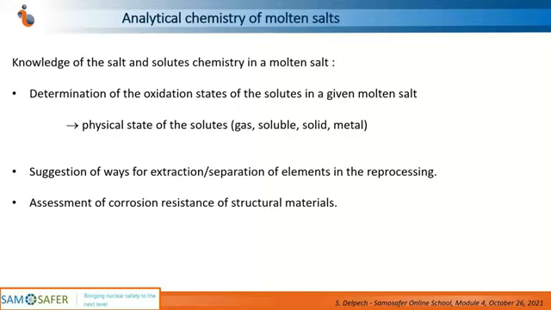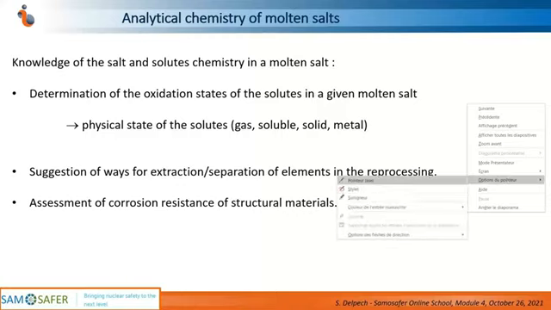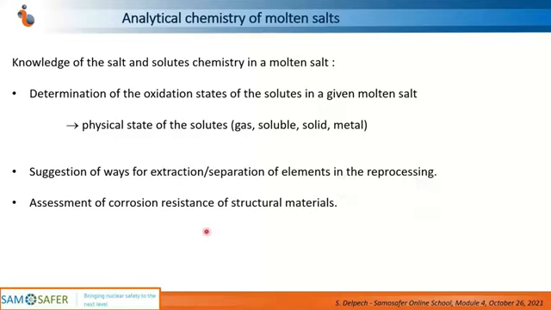This knowledge also leads to proposing ways for extraction and separation of elements in the reprocessing, and also to assess the corrosion resistance of structural materials. So how to do that? Generally, we construct potential acidity diagrams.